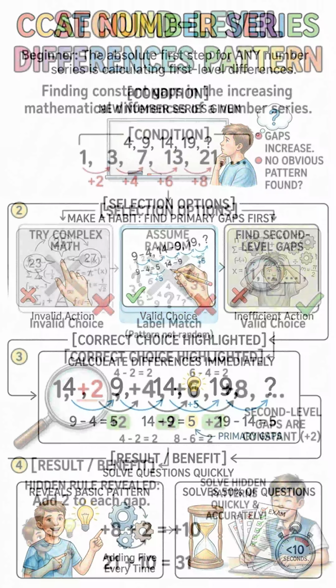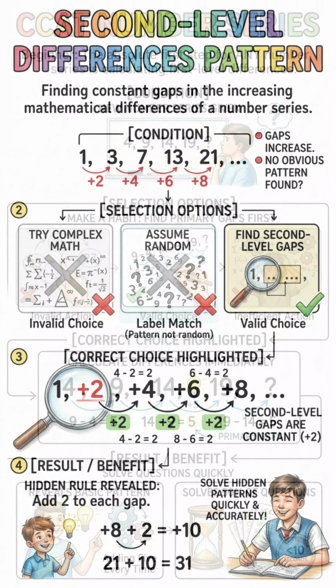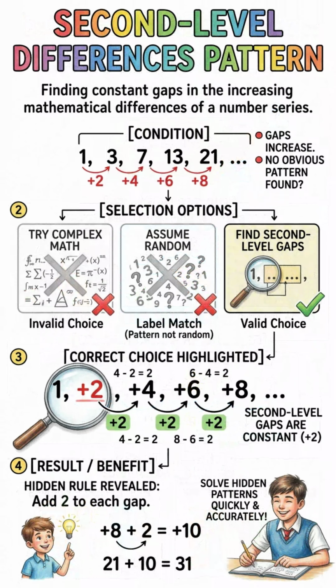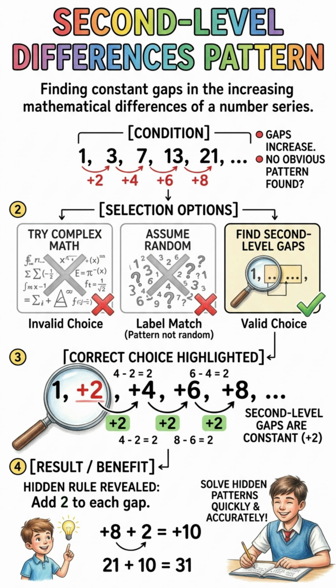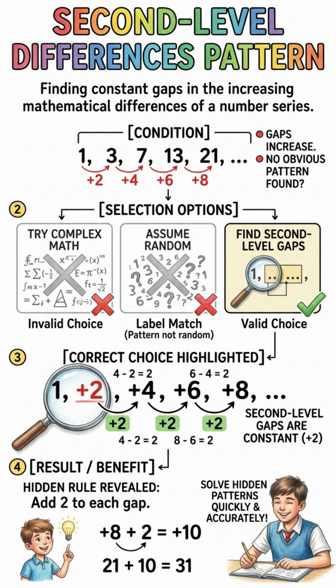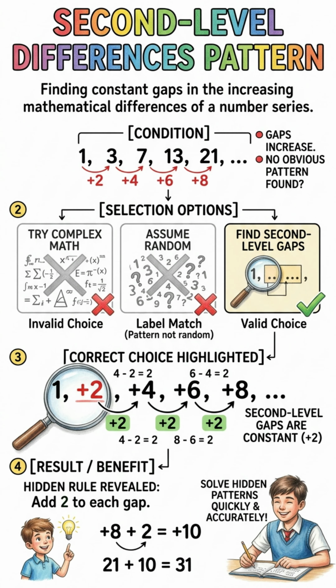If calculating the first-level differences does not reveal an obvious pattern, you must immediately move to the second-level differences. This simply means finding the mathematical gaps between the gaps you just wrote down. For example, if your first-level gaps are 2, 4, 6, and 8, the second-level gap is a constant addition of 2. Test makers love using second-level differences because they create a sequence that looks completely random at first glance, but actually follows a very strict and simple hidden rule.